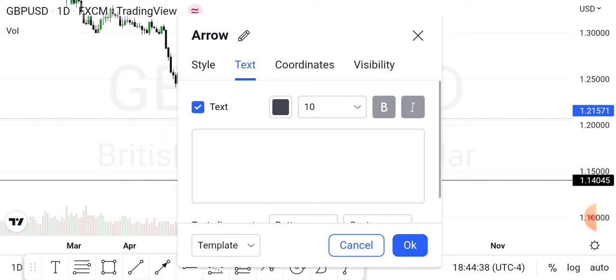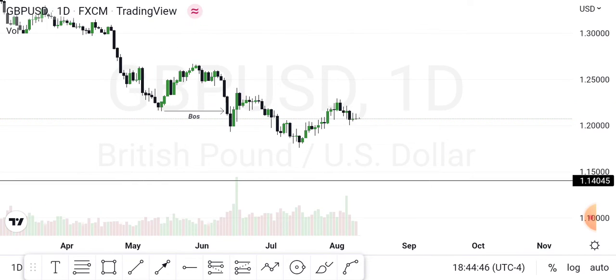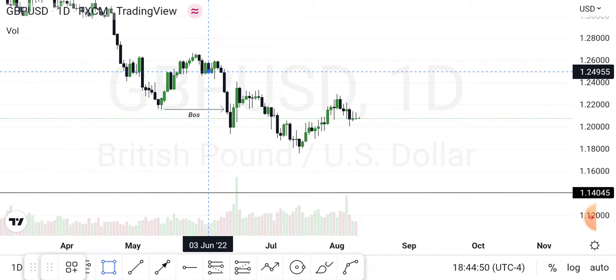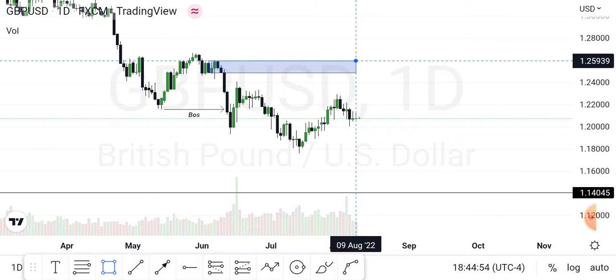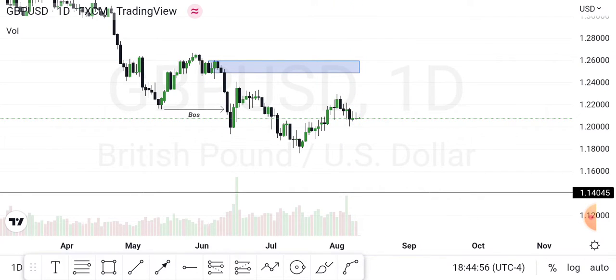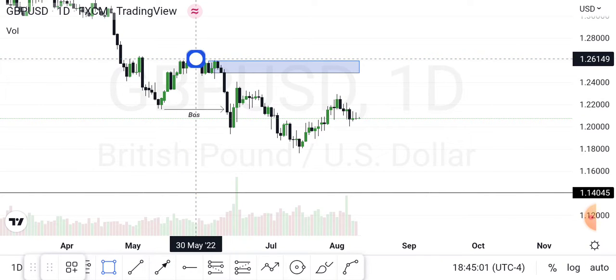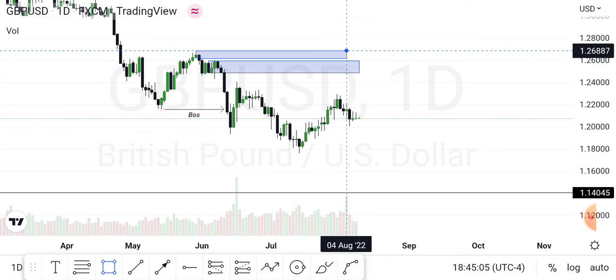Breakup structure. So yeah, we have this breakup structure here. We can pick our POI from here, or we can pick our POI from this point, because I don't think this has been mitigated yet. This has not been mitigated yet.